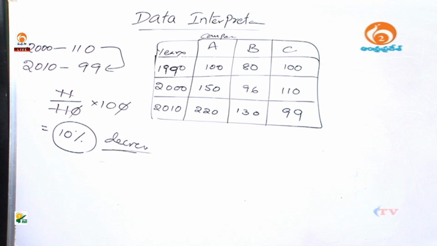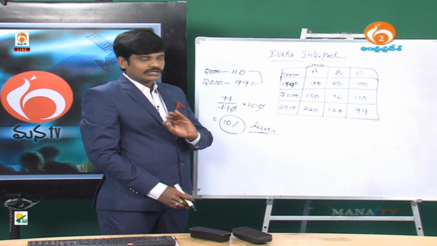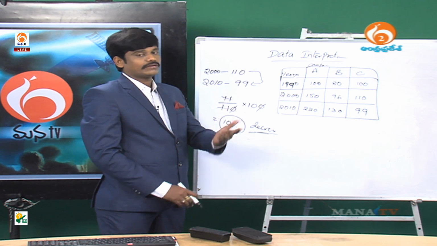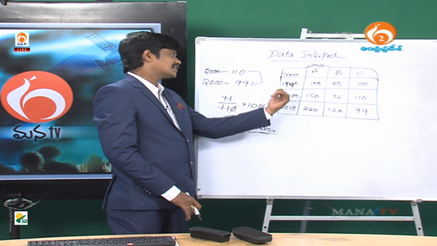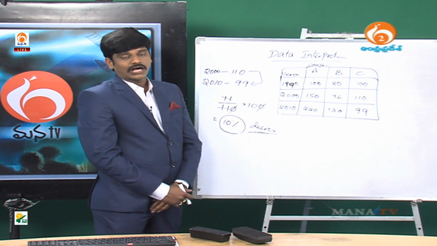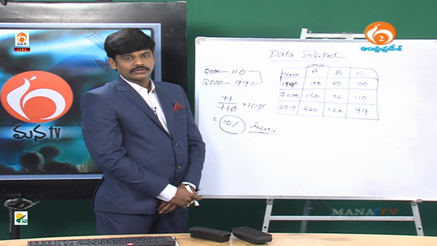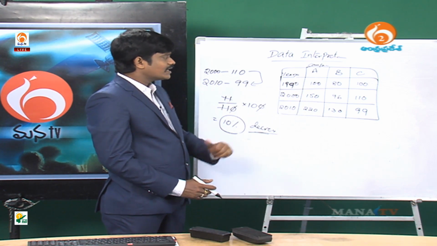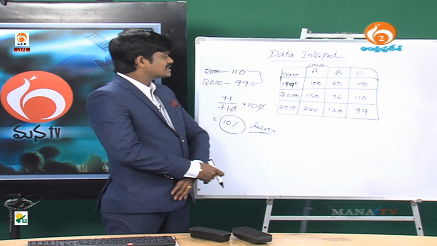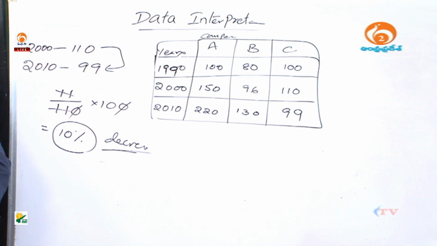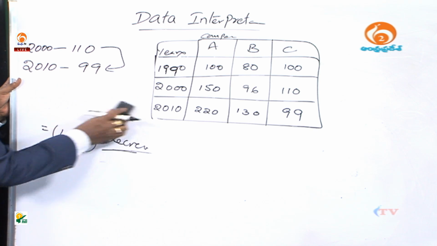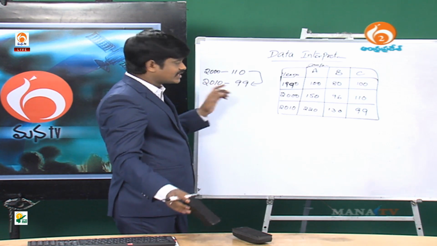Next, the average. In data interpretation, they include not only the given information but also topics like percentages, averages, ratios and proportions. Sometimes they ask: in company A, what is the average production over the 3 years, 1990, 2000 and 2010? Now they are including the average topic.